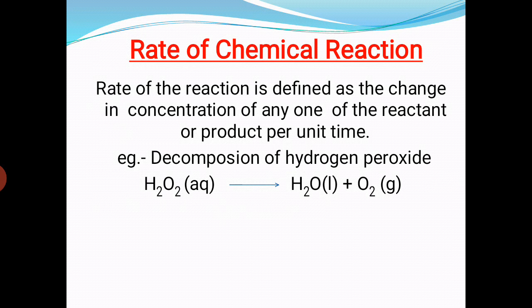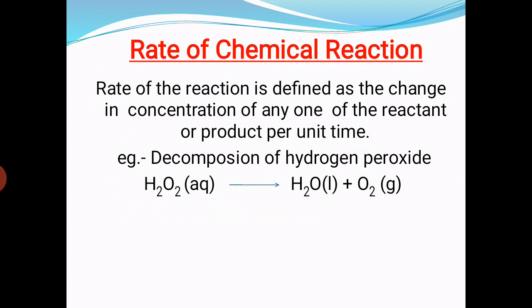One of the important terminology in chemical kinetics is the rate of chemical reaction. Rate of chemical reaction is defined as the change in concentration of any one of the reactant or product per unit time. For example, decomposition of hydrogen peroxide.